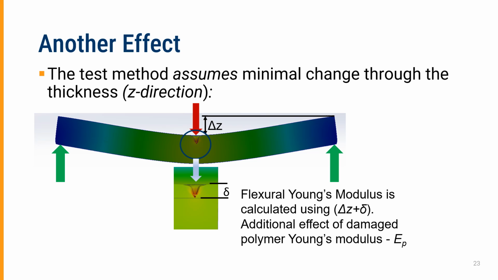So what happens is that the displacement of the head is measured as delta plus delta Z, and so the flexural modulus is determined as a consequence of two of those, and this occurs more with damaged polymer than with undamaged polymer. So we're basically seeing a large contribution by the Young's modulus of the polymer, or essentially the elastic modulus in the Z direction.